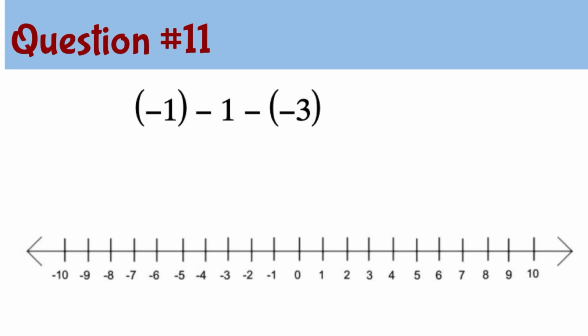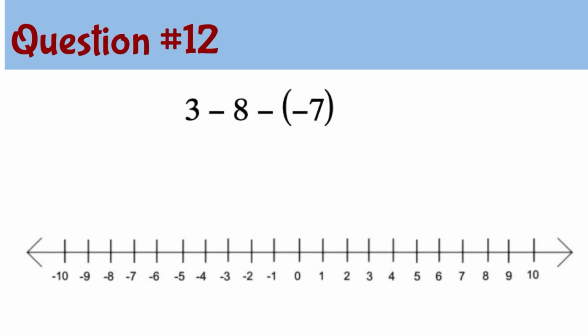Question 11. Negative 1 minus 1 minus negative 3. For this question, our starting point is at negative 1. From negative 1, we're subtracting 1, which means we need to move 1 unit to the left. Now from negative 2, we're subtracting negative 3. And subtracting negative 3 means moving 3 units to the right. So the answer for this question is 1.